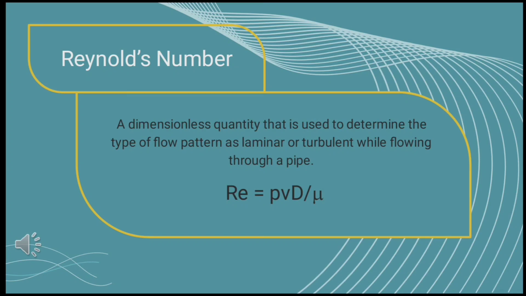The formula for Reynolds number is Re equals ρVD over μ. ρ is the fluid density, V is the fluid velocity, D is the pipe diameter, and μ is the fluid dynamic viscosity.